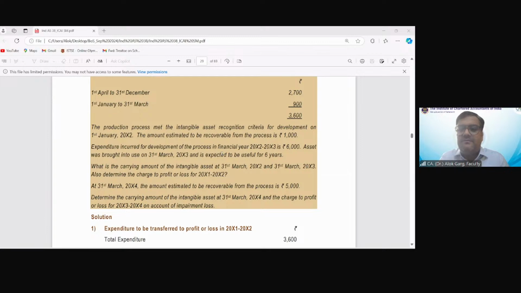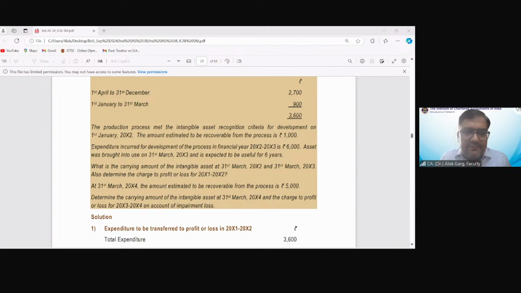Do you depreciate CWIP? No, you don't. So why should we amortize an intangible asset under development? Right? So this is not going to be amortized. Okay. So the carrying value is clear. Determine the carrying value on 31st March 2002 and the P&L charge.